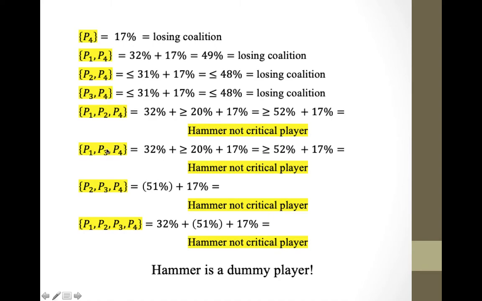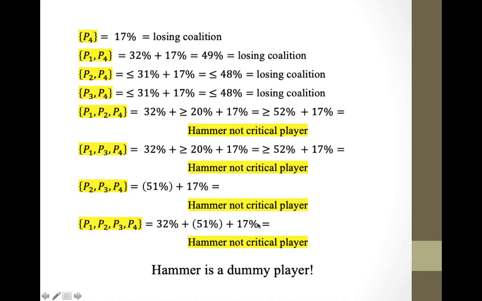Same thing with this one, player 1, player 3, player 4. Player 3, we don't know what he is specifically, but we do know that he's greater than 20%. So same scenario. And then here, if we just have the 3 players 2, 3, and 4, we know that 2 and 3 added together have to be 51%, so that's already carrying the majority. And then Hammer's 17% vote is not critical in that case, so he's not a critical player. And if he's not a critical player in any of these 3, he's probably not going to be a critical player when we consider all 4 of the players together.